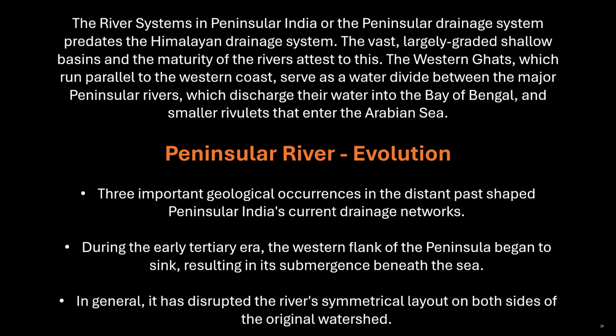Peninsular River, evolution. Three important geological occurrences in the distant past shaped peninsular India's current drainage networks. During the early Tertiary era, the western flank of the peninsula began to sink, resulting in its submergence beneath the sea. In general, it has disrupted the river's symmetrical layout on both sides of the original watershed.